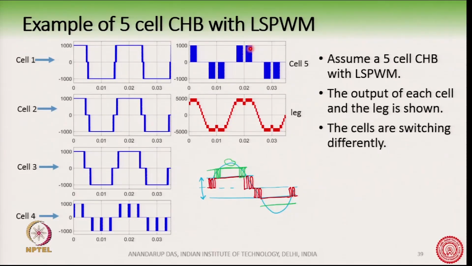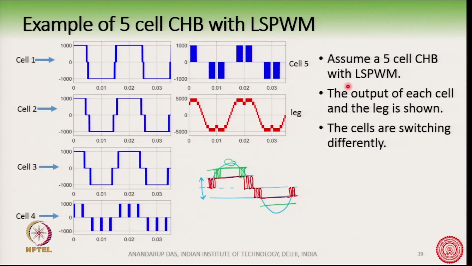So, if I ask cell 5 to produce this waveform after say 1 second, and if I ask cell 1 to produce this waveform, keeping cell 2, cell 3, cell 4 the same, for example, then the output voltage will remain the same as before. Okay. But what will happen? The loss distribution, the division of losses, what was happening in cell 1 and cell 5 will now get interchanged.